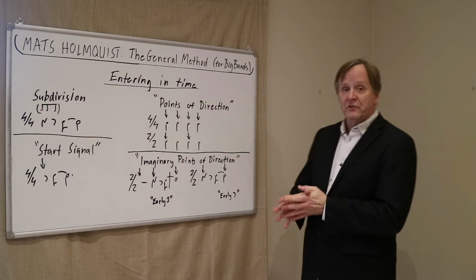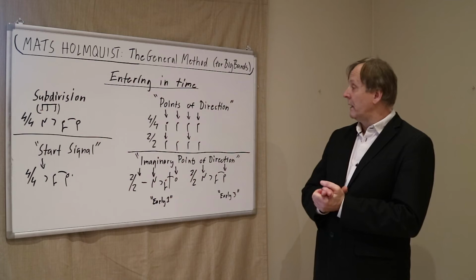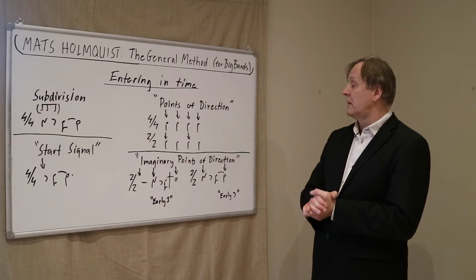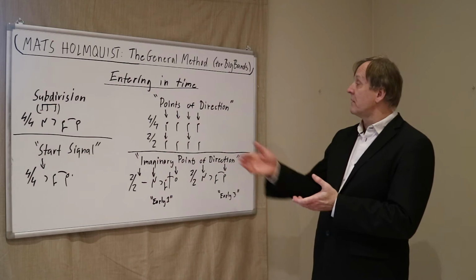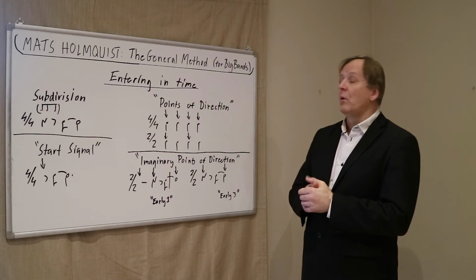Points of direction is a term I invented to think about these things. If the main beat is 4-4, let's say you stomp your foot four times each measure. One, two, three, four. Then these are your points of direction. In half tempo, you can't stomp this quickly, so there would be half as many points of direction.